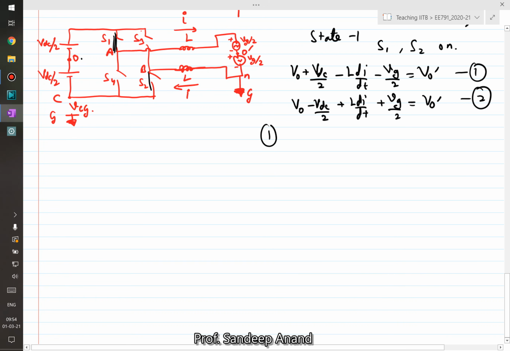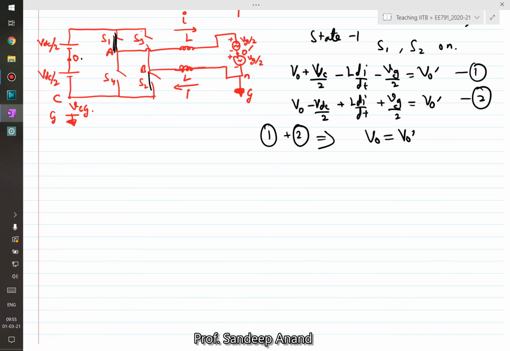If I add equation 1 with equation 2, then you can see everything else cancels out and you get VO is equal to VO prime. That means the potential of O and the O prime is the same. So that was one of the reasons of fictitiously representing both the sources as split, because this equality simplifies the final expression.